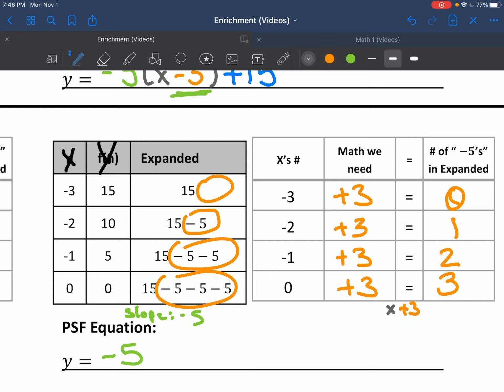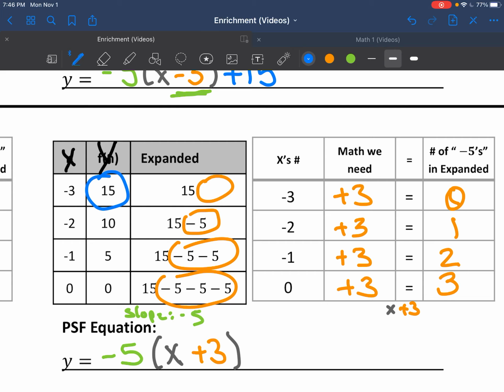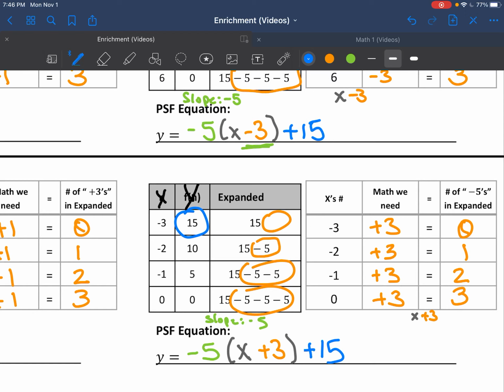So in my equation here, we're going to have negative 5 parentheses x plus 3. And then our table's y that we start with is a positive 15. So we show that. We show positive 15. And here's our point slope form equation.